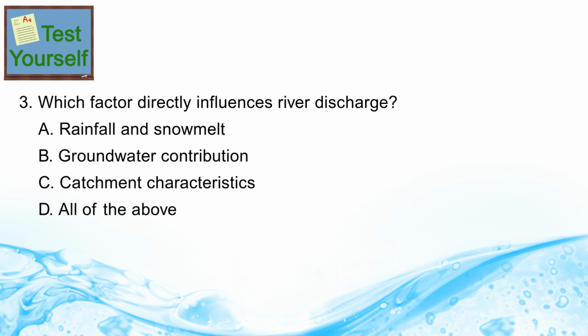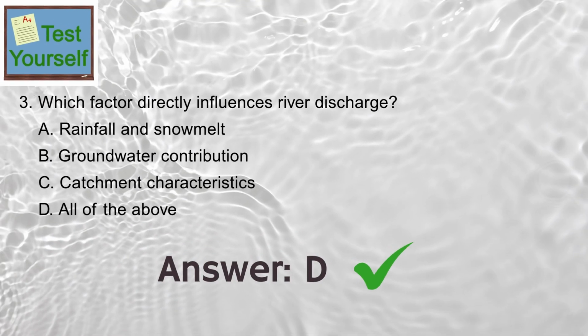3. Which factor directly influences river discharge? A. Rainfall and snowmelt. B. Groundwater contribution. C. Catchment characteristics. D. All of the above. The answer is D.